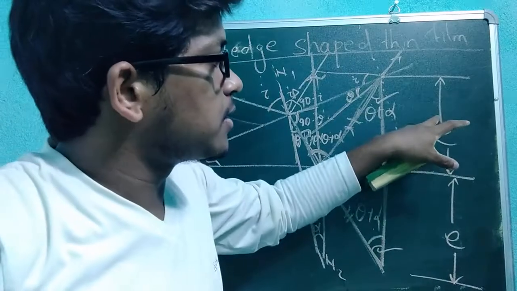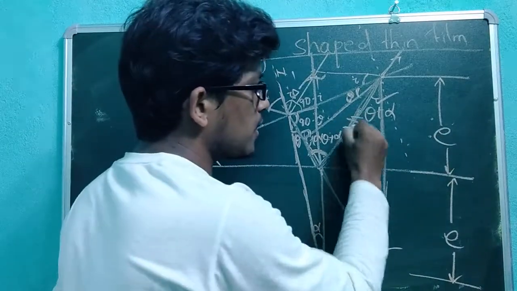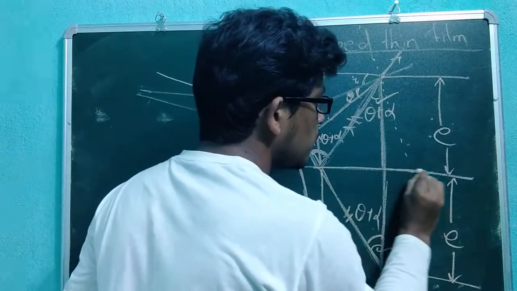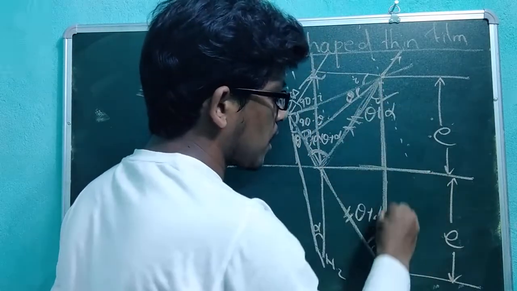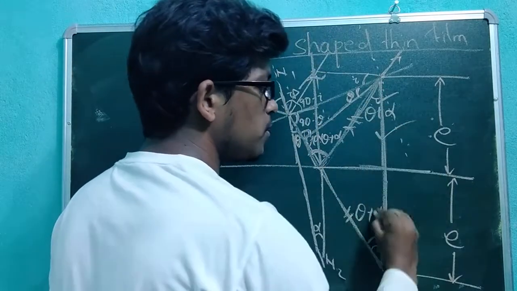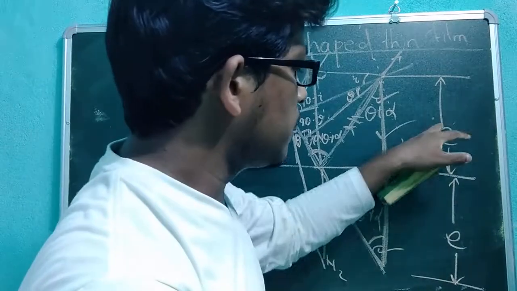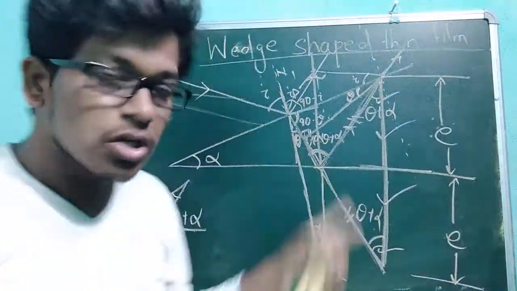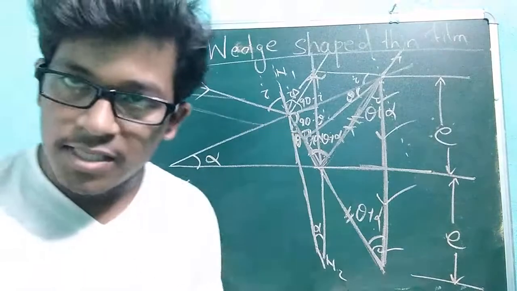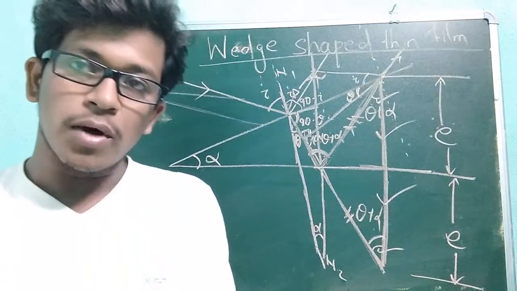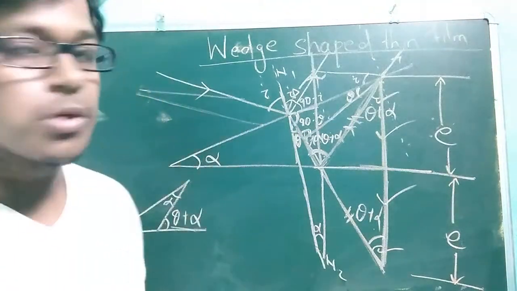And the thickness, I have considered E as an isosceles angle. So this line will intersect this line at the half. So whatever this will be, the same thing it will be. E, this is E. This is the structure, this is the figure of the wedge film. Now we will proceed towards the derivation of this wedge film.